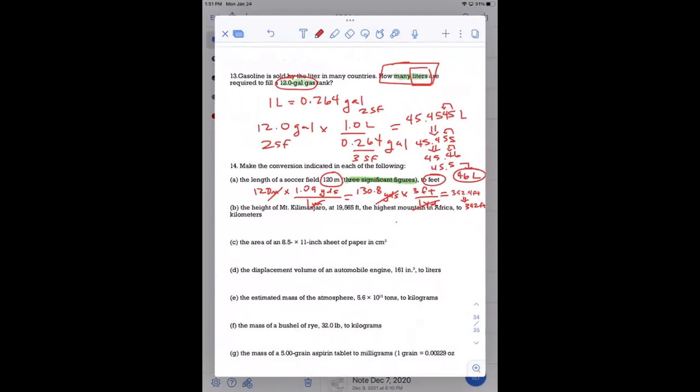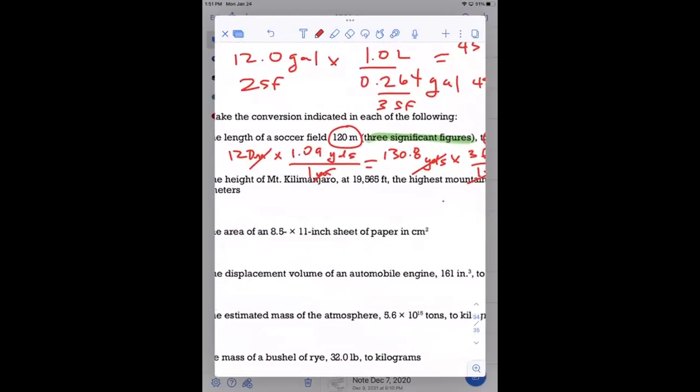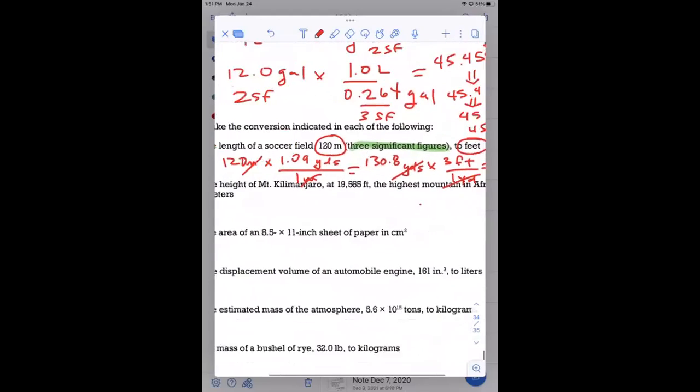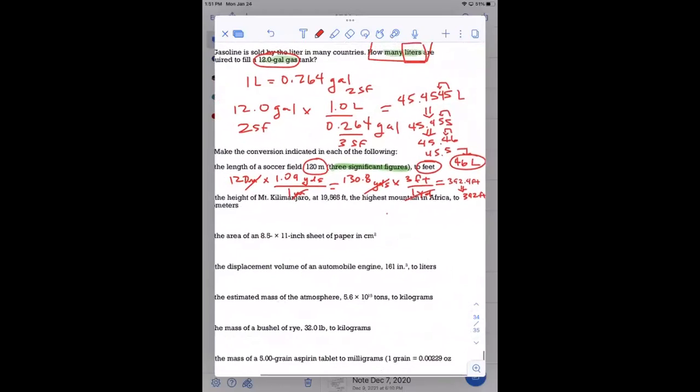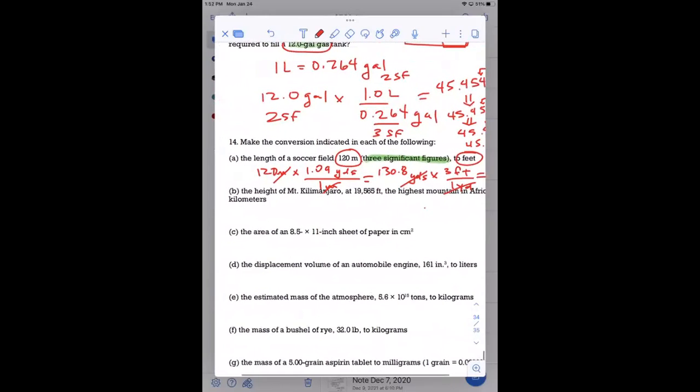Any questions about it? Let's do the last one and then we'll stop. B, we'll do B. Bring this back on Wednesday because we're gonna keep working until we finish all of these conversions, because the more reps we get, the better we get at it. It says the height of Mount Kilimanjaro, highest mountain in Africa, is 19,565 feet, and they want that in kilometers.